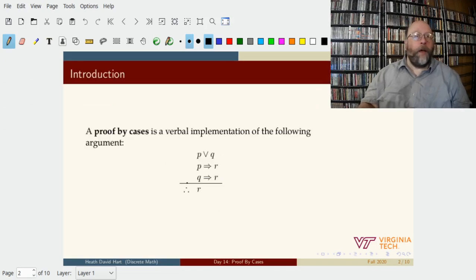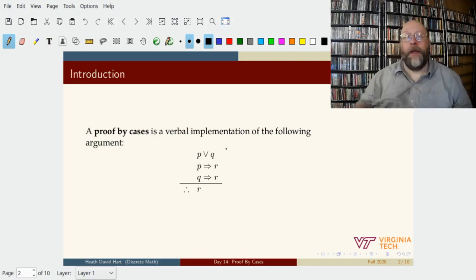A proof by cases is a verbal implementation of the following argument. We know that either P or Q is true. We don't know which one, but one of these is true. Maybe both. But we know that P implies R, and we know that Q also implies R. And therefore, regardless of which one of these is true, one of them will imply R, and therefore R has to be true. That's the idea of a proof by cases.